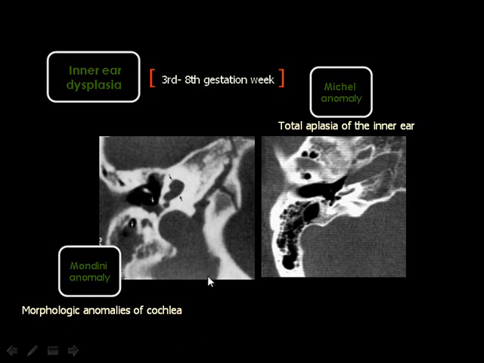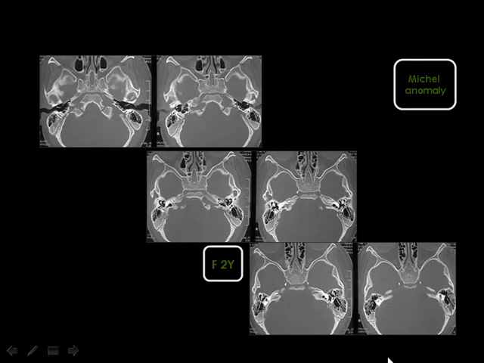You know that the cochlea is composed of the dome, 1.5 turns, and the basal cochlea. And it happens sometimes that the cochlea as a whole is just a single sac. Then this is known as Mondini anomaly. And this Mondini anomaly may also affect the semicircular canals.